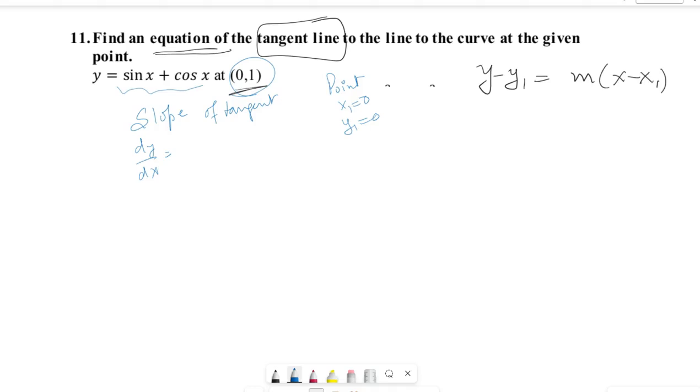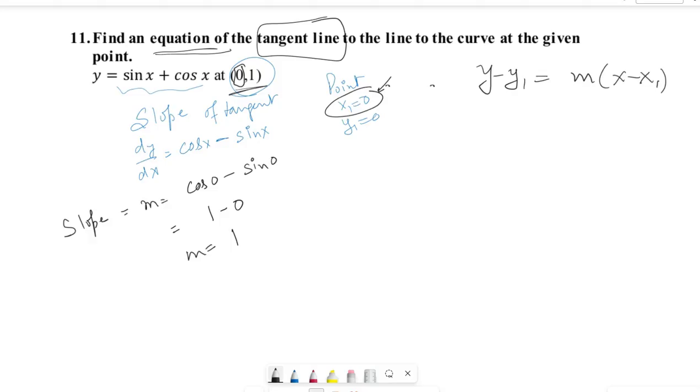The function is this. The derivative of sine x is cosine x, plus the derivative of cosine, which is negative sine x. Okay, so that's your derivative. We need to find it at a particular point where x is 0. So the slope, for which we usually use the symbol m, is cosine 0 minus sine 0. Why am I putting 0 here? Because x1 is 0. Cosine 0 is 1, minus sine 0 which is 0. The answer is 1. So m is 1.